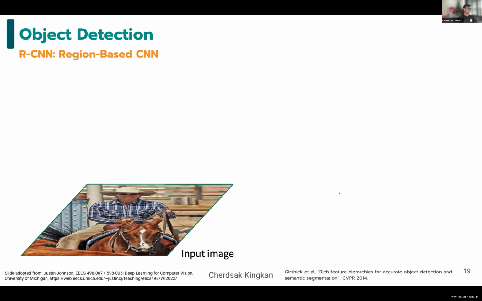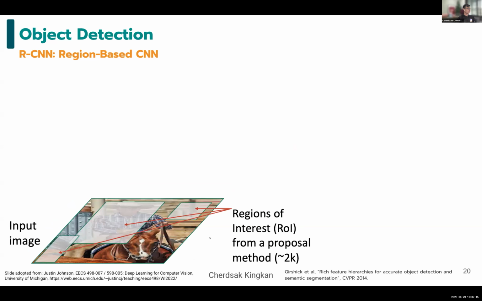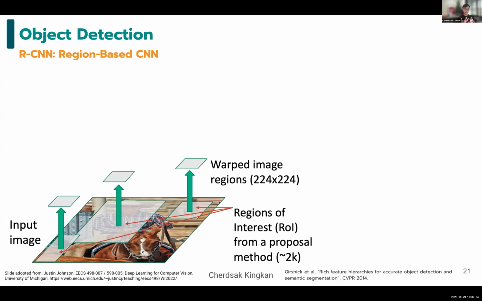So what it does is, let's say we have this input image, and we run region proposals on this input image. This is what we call regions of interest from proposal methods. It will return roughly about 2,000 regions. And then we warp this image.